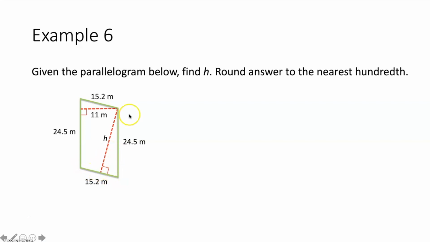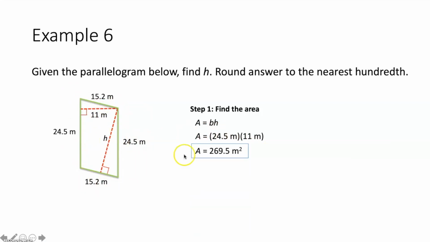The only thing I need now is the area of this parallelogram. So how do I find the area of a parallelogram? Well, that's area is equal to base times height. Well, we just said I have my base, but I don't have my height. If you look, I am given another base and the height that corresponds with that, the height that is perpendicular to that. So I could use this base and this height to find the area of this parallelogram. If I multiply those together, I get that the area of this parallelogram is 269.5 meters squared, or square meters.